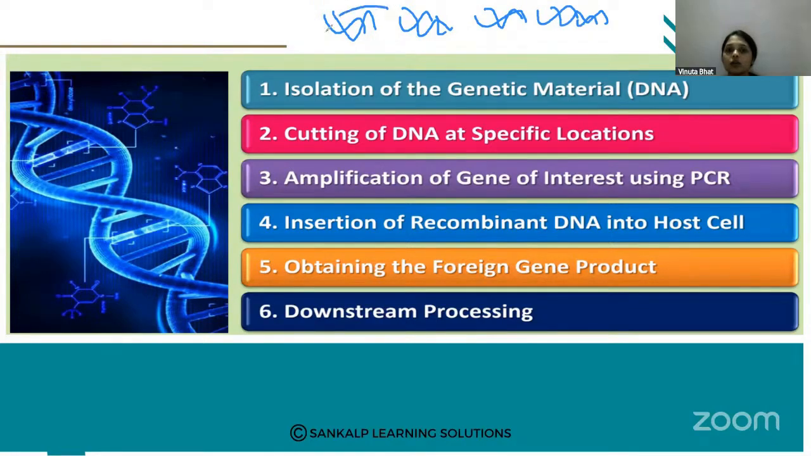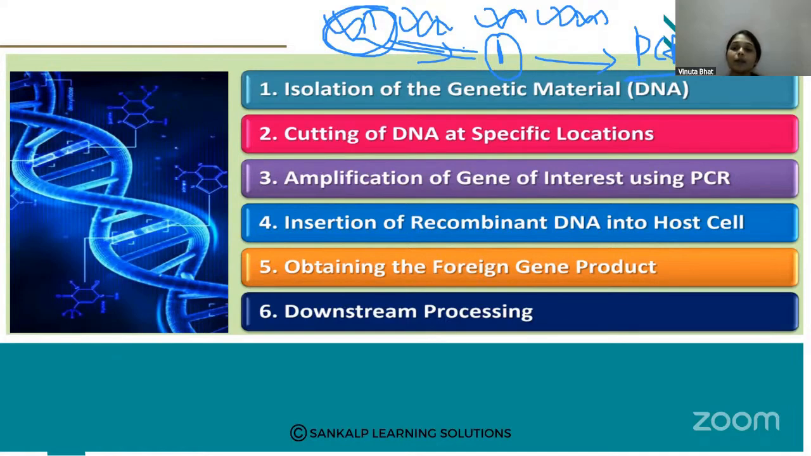Then, if we get this desired gene, just imagine this is the desired gene. I need more copies of this desired gene. Now I have only one copy. To get more copies, we use the technique PCR, the polymerase chain reaction, where three steps are there: denaturation, annealing, and extension.